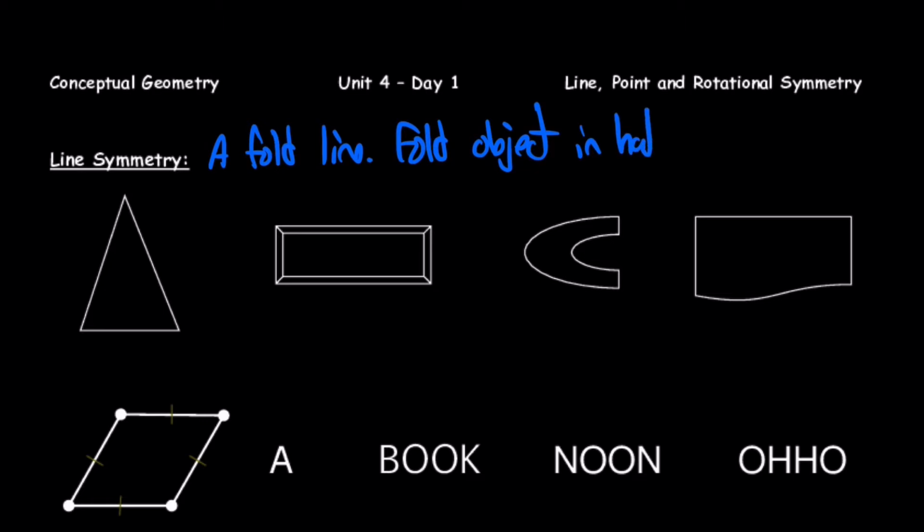in half. So imagine if this object was cut out of a piece of paper, could you fold that such that one half of it would fold exactly on top of the other half? In some of these cases, I think it's going to be kind of easy. In others, it might be a little bit more challenging.